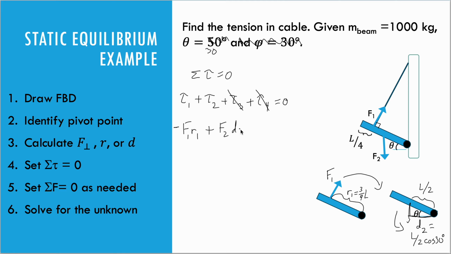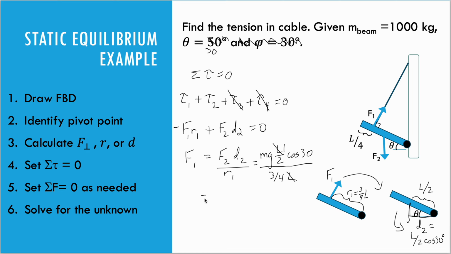We sum up all the torques equal to 0. Plug in what we know about each one. Well, we can go ahead and solve for F1 equals F2D2 over R1. And now plug in everything that we know. F2 is going to be the weight of the beam, which is mg. D2 is L/2 cosine 30. And then R1 is 3/4 L. We see that the L's cancel out.